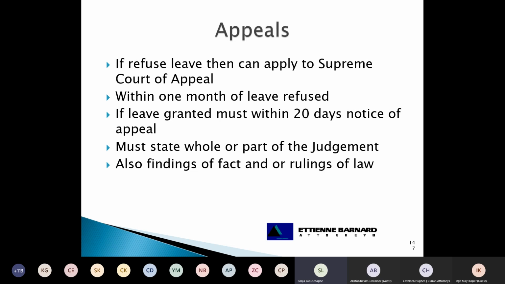If he or she refuses leave to appeal, you can then apply to the Supreme Court for leave to appeal. Okay, it's not appeal yet. You're still asking for leave to appeal. And that must be done within 1 month after the leave was refused. If leave was granted, then you can do your notice of appeal within 20 days. You must indicate if you are appealing against the whole of the judgment or just part of it.